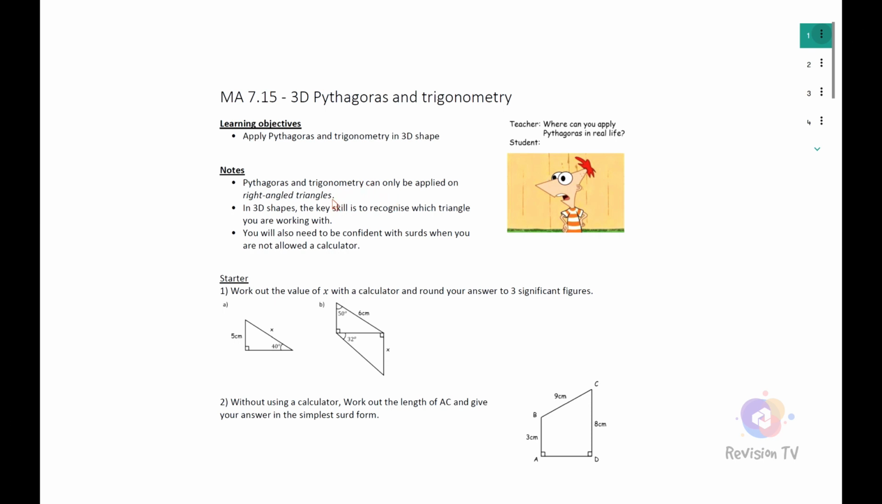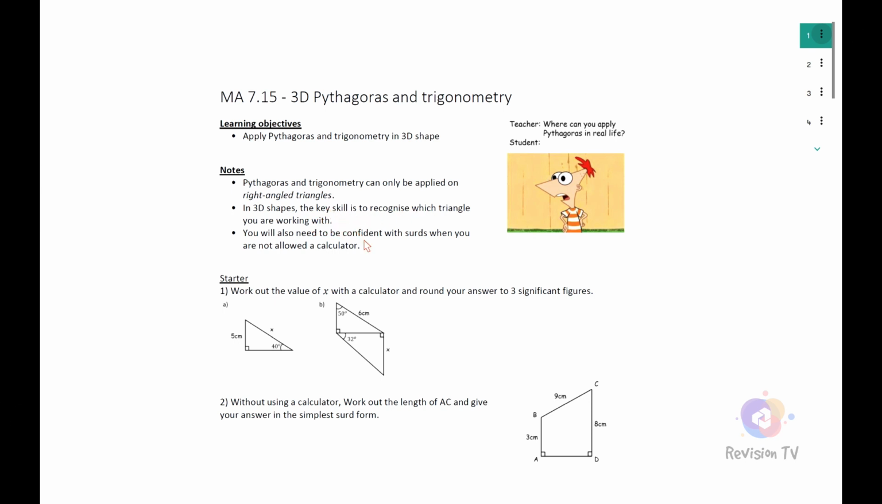Some notes. Pythagoras and trigonometry can only be applied on right-angled triangles. So when it comes to using 3D Pythag and trigonometry, the first thing you need to do is to draw a right-angled triangle, which relates to the length that you are working with. So as I said, the key skill is to recognize which triangle you're working with.